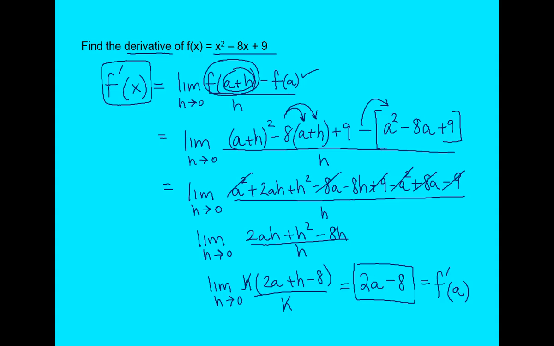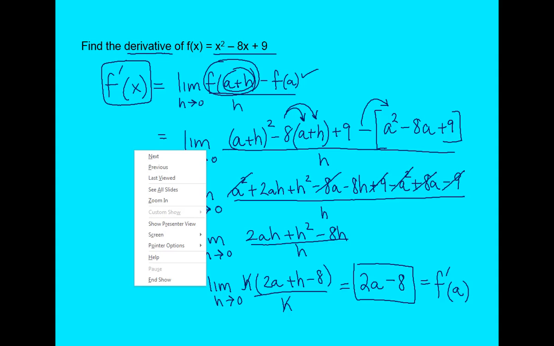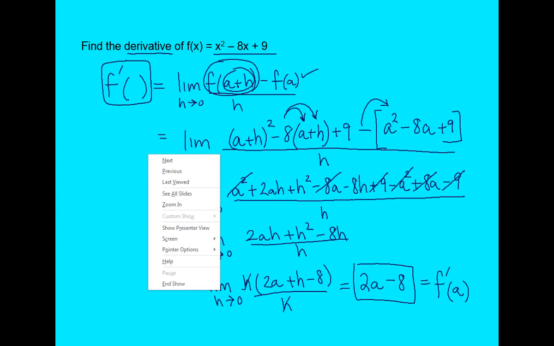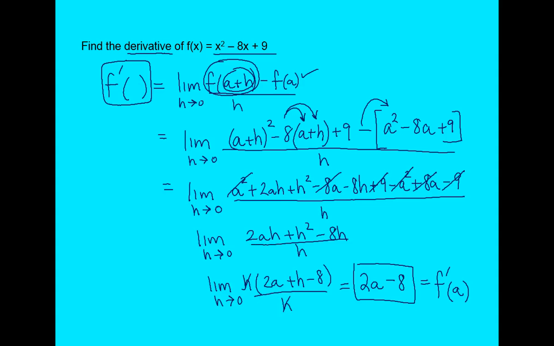So you can see my notation up here. I actually should write, since we are finding the derivative at a, this is our f prime of a. F prime of a represents the slope of the tangent line, or the instantaneous rate of this function at any value of a we choose.